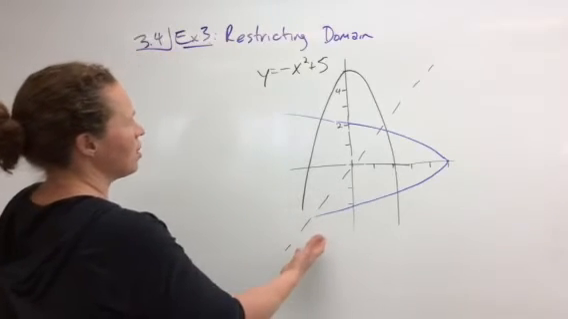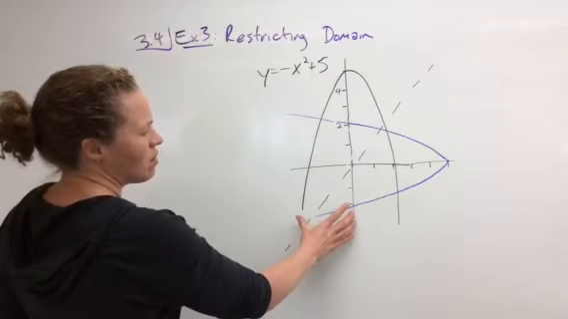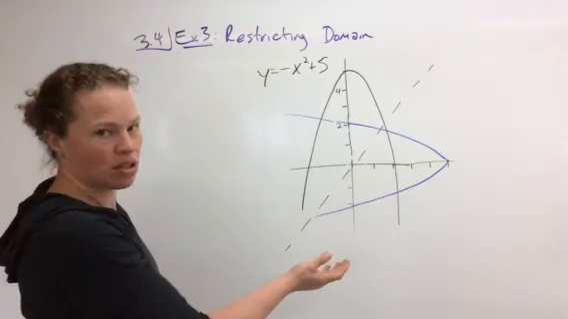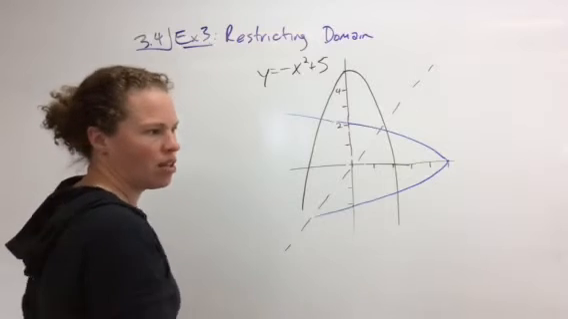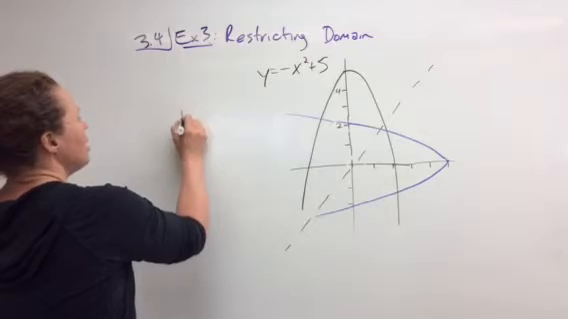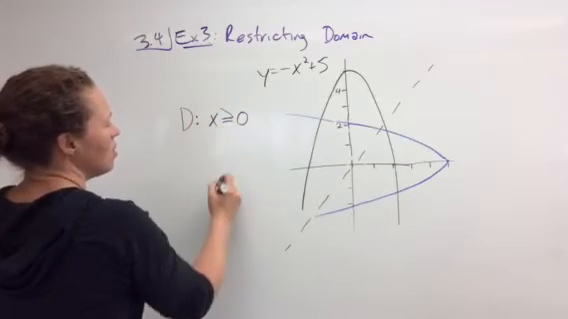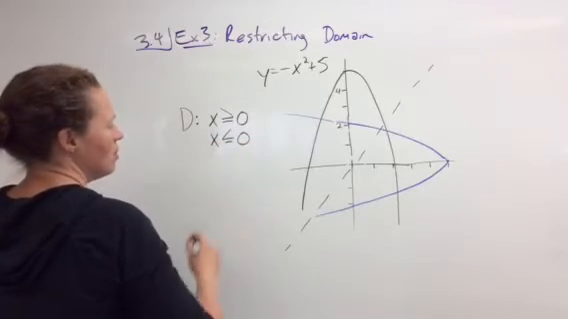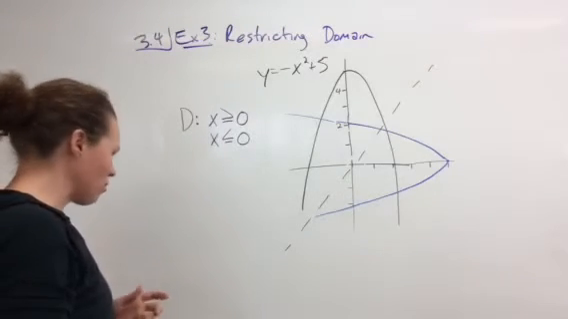And when I look at this graph, if I made all the x values not happen on this side, then the flip would be a function. If I made all these x values on this side not happen, then the flip would be a function. So what I want to do is I'm going to restrict my domain to x has to either be greater than or equal to 0, or x has to be less than or equal to 0. So I can do either way, and that will work.